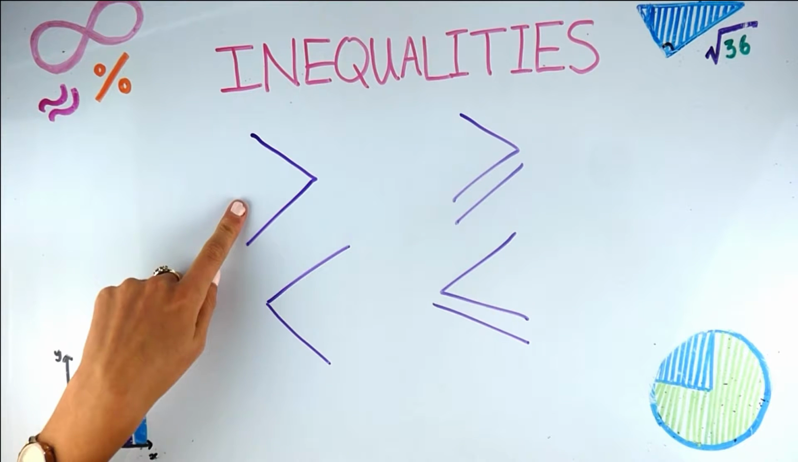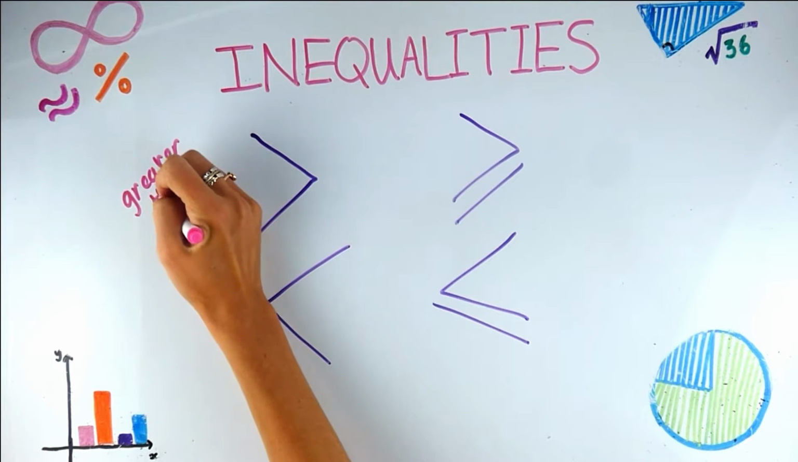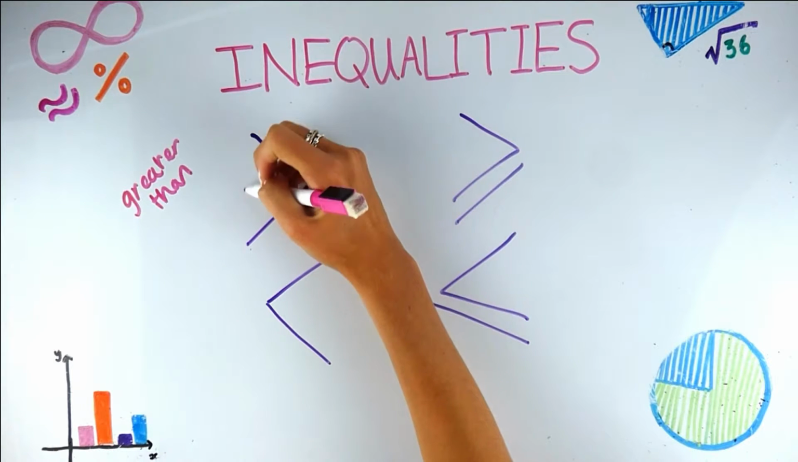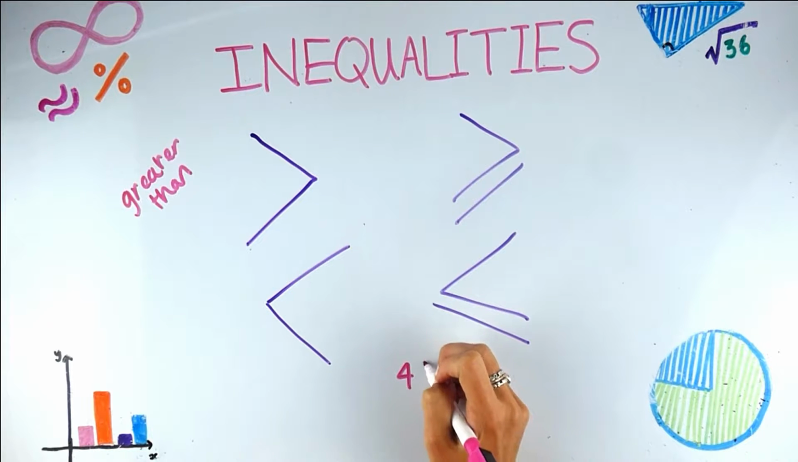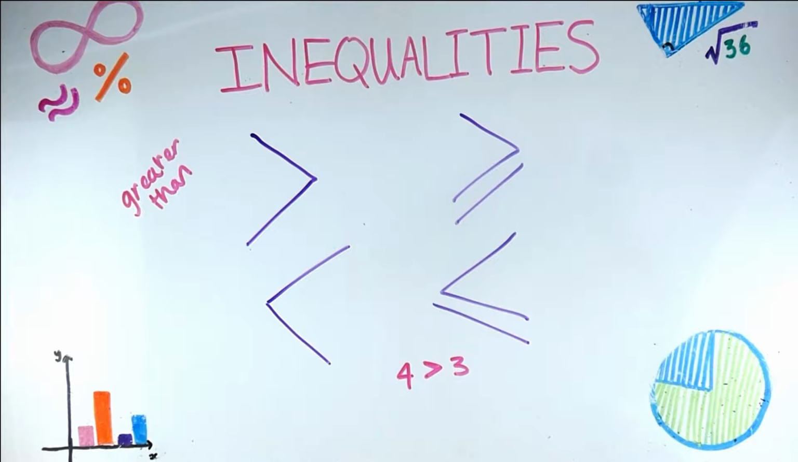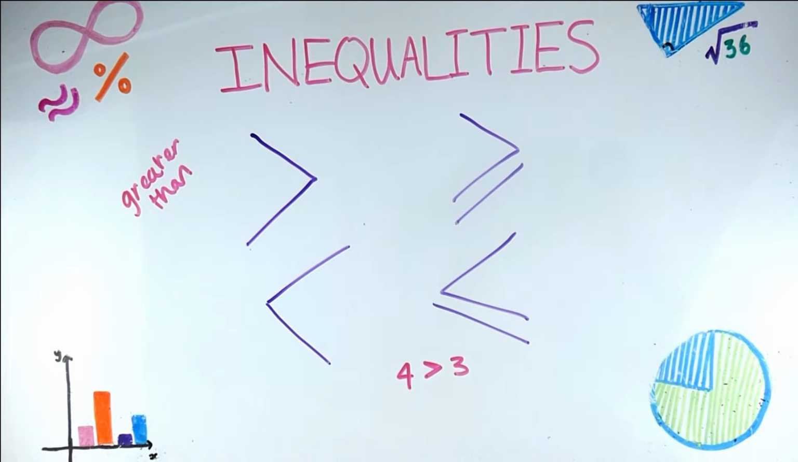So this one means greater than. The way I remember that is because it's got the big part here. For example, I could say that 4 is greater than 3, so 4 is bigger than 3, and the way to remember that is because it's got the big gap, that means it's bigger than.